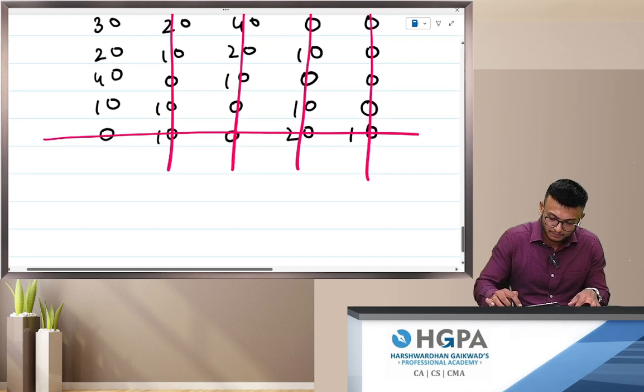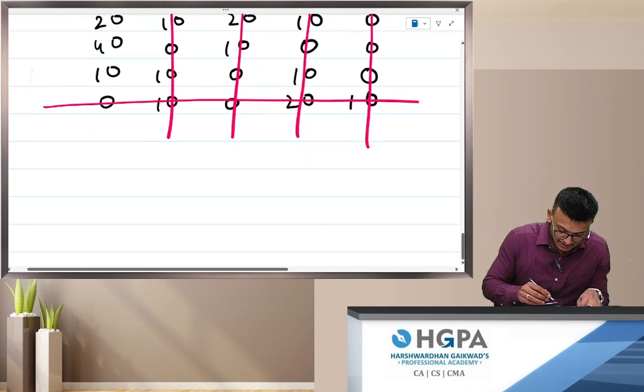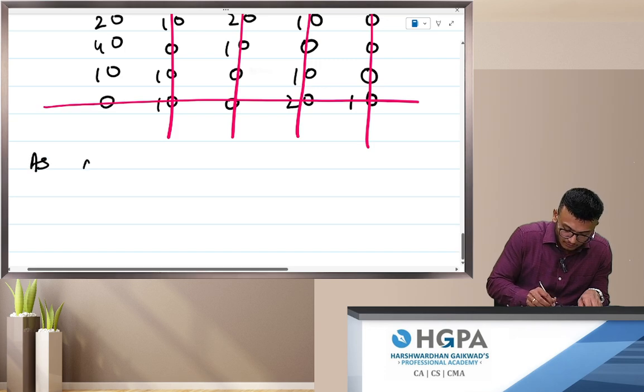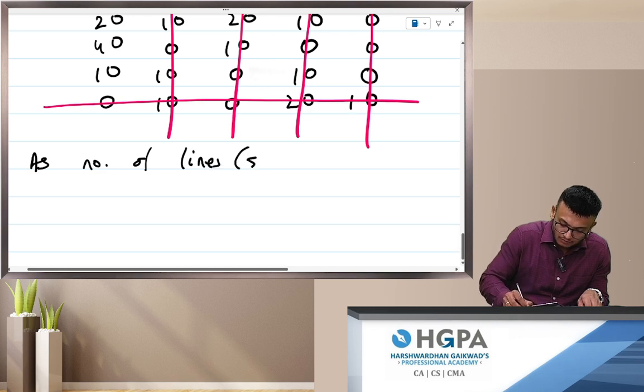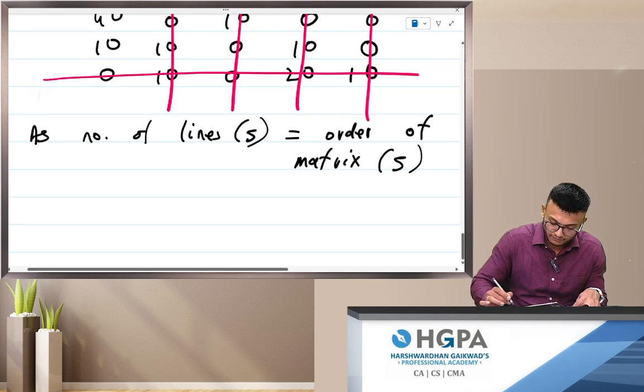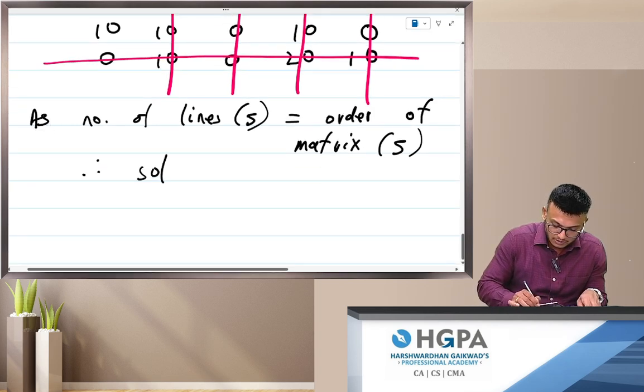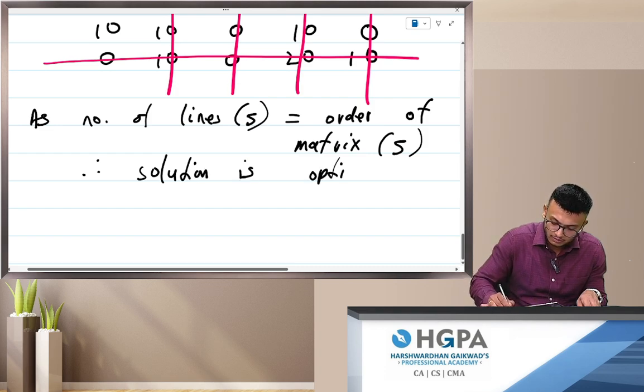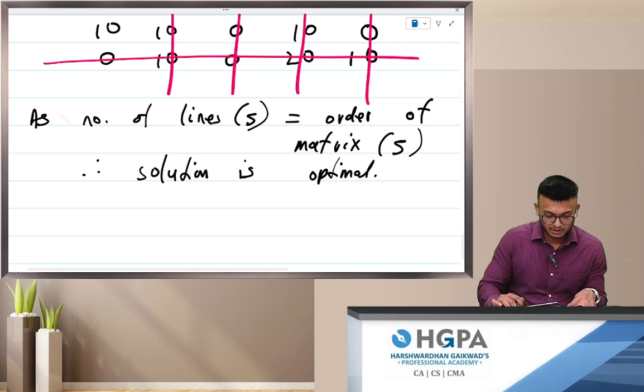So what you write over here? What you write over here as number of lines 5 is equal to order of matrix, that is 5. Therefore, solution is optimal. Solution is optimal. Okay. Now you can go ahead.